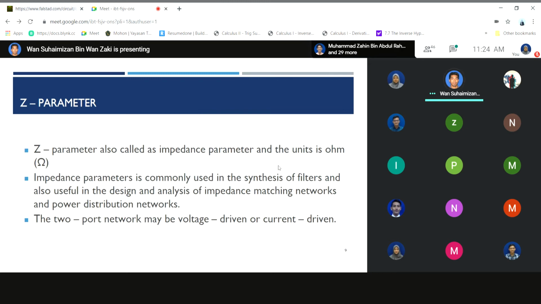Okay. So first we cover the Z parameter. The Z parameter is also called impedance because we have Z, the impedance, and the unit is ohm. Impedance parameters are commonly used in the synthesis of filters and are also useful in the design and analysis of impedance matching networks and power distribution networks. The two-port network may be voltage driven or current driven, right?